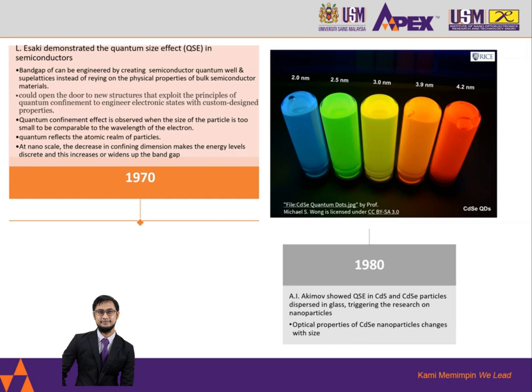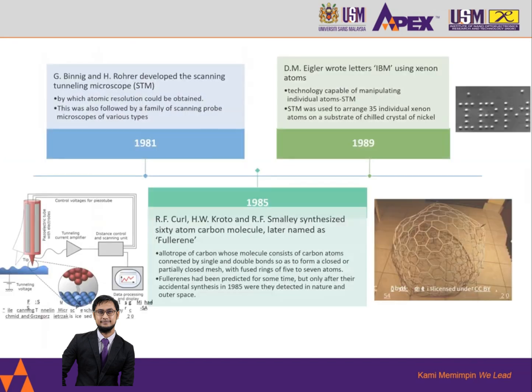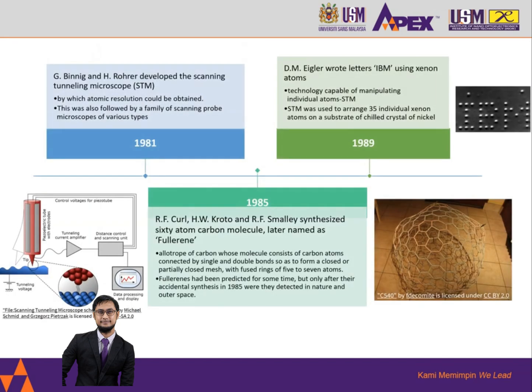As can be seen in the image here, if the size of cadmium selenide is 4.2 nanometer, it will become red. And if you decrease the size of the cadmium selenide particles to 3.9 nanometer, it will turn orange. And at 3 nanometer, it will become yellow. At 2.5 nanometer, it will become green. And at 2 nanometer, it will become blue. This triggered the research on nanoparticles, especially in the semiconductor and various metal nanoparticles.